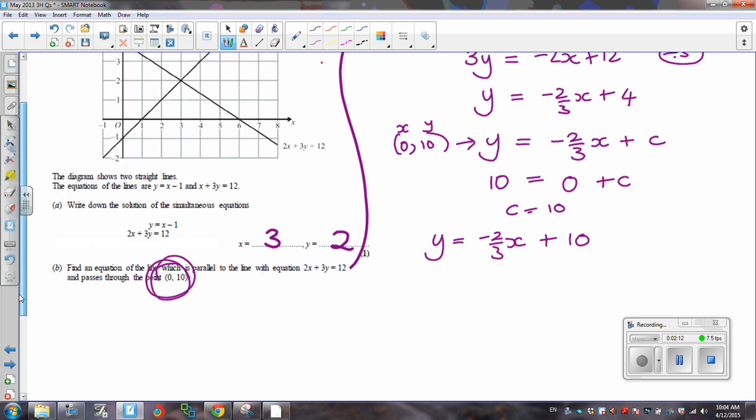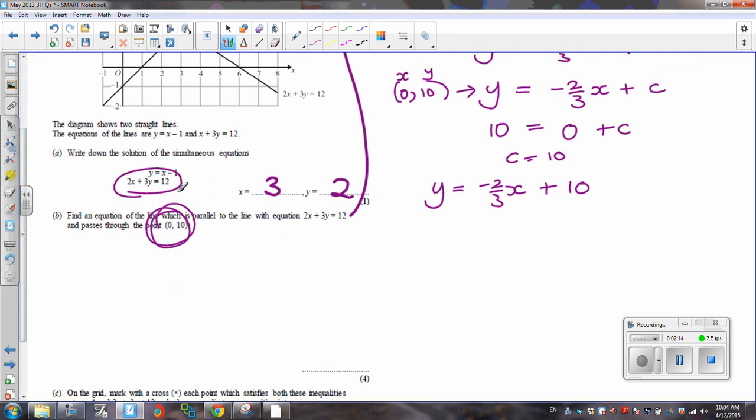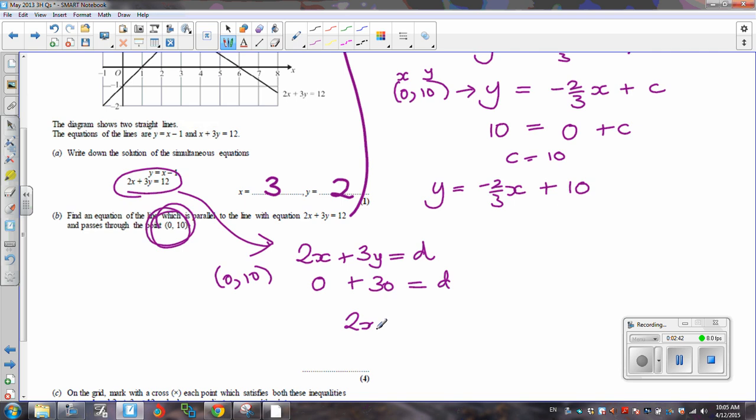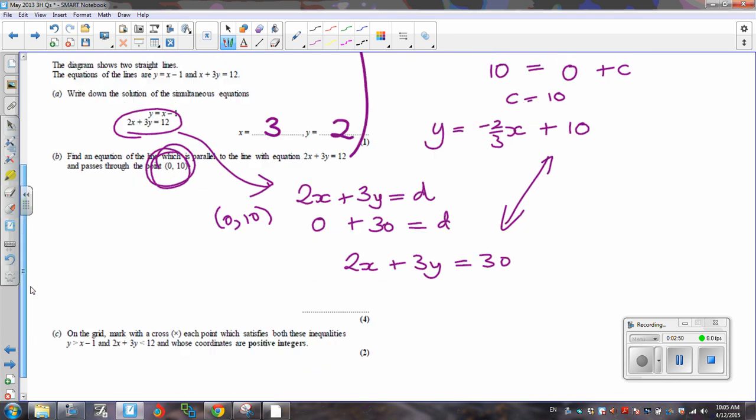Now, an alternative way to have done that would have been to realise that if the line that you're given is 2x plus 3y is 12, then the left-hand side of the parallel line must also be 2x plus 3y equals something. Now, we don't know what that something is, but again, we know that the line goes through the point 0, 10. If I substitute that in, 2x is just going to be 0, and 3y is going to be 3 times 10, which is 30. So that means that d is 30. So the equation I'm looking for is 2x plus 3y is equal to 30. Now these two are actually the same. You can rearrange one to get the other one.